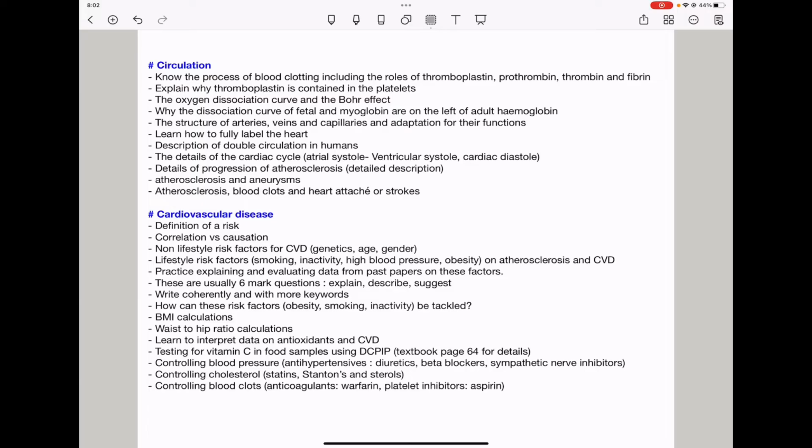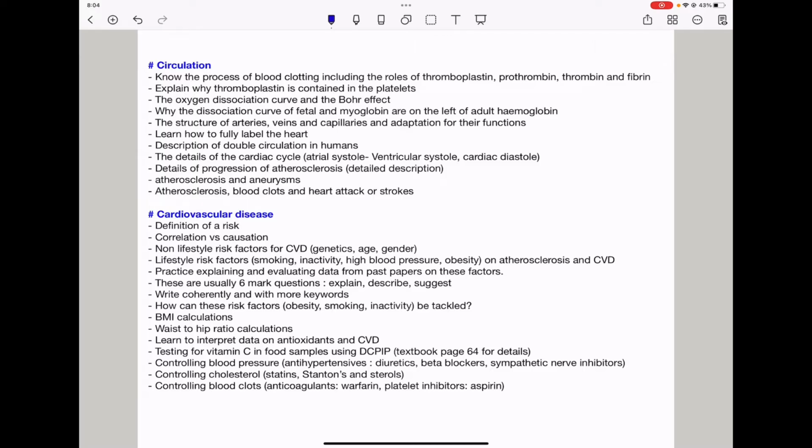We need to know the details of progression of atherosclerosis. This is common, and you need to know the detailed explanation as well as the description. We need to talk about atherosclerosis and aneurysms. We need to know about atherosclerosis, blood clots, and heart attacks or strokes.